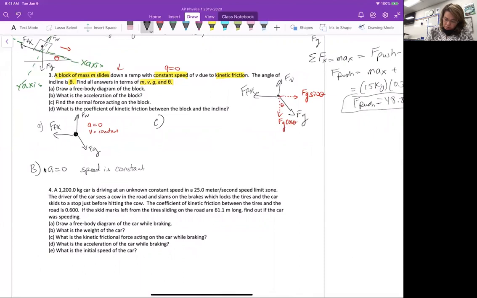So force normal, I have to sum all the forces in the y direction. How many forces do I have in the y direction? I've got one here. I've got another one there. I've got 2 forces in the y direction. So I got to sum all the forces in the y direction. Force in the y is equal to mass times acceleration in the y.